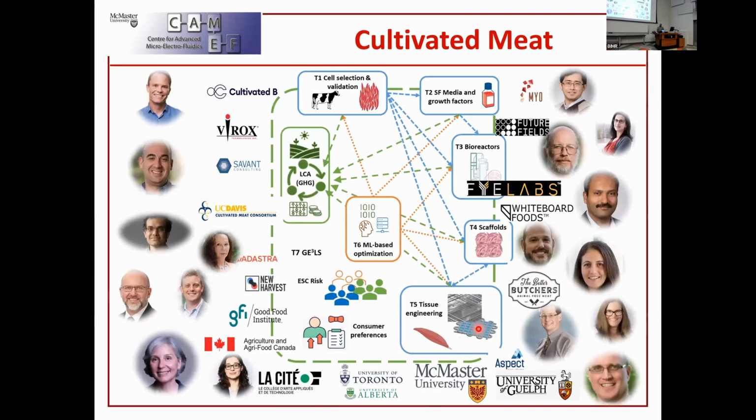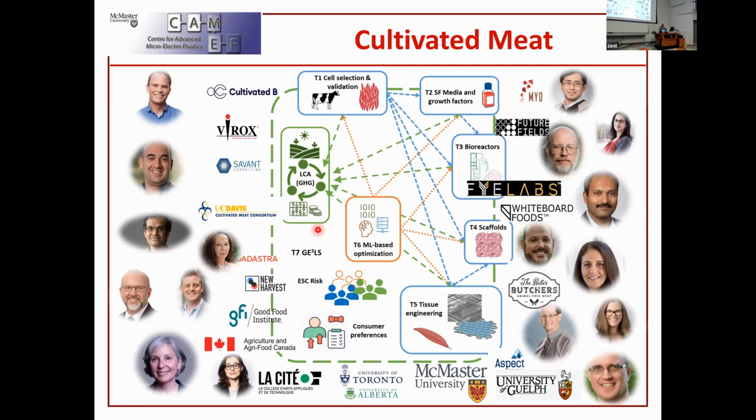And since then, we've been able to develop this into a large Genome Canada project involving 5 universities, about 15 investigators or so, looking at the entire ecosystem of cultivated meat, right from the cells themselves, the growth media, bioreactors, scaffolds, tissue engineering of meat, including optimization of all of these processes, and then looking at some of the consumer preferences, ethical, social, cultural risks associated with it, as well as life cycle analysis on whether it provides environmental benefits or not. So this is a newly started project that is ongoing.